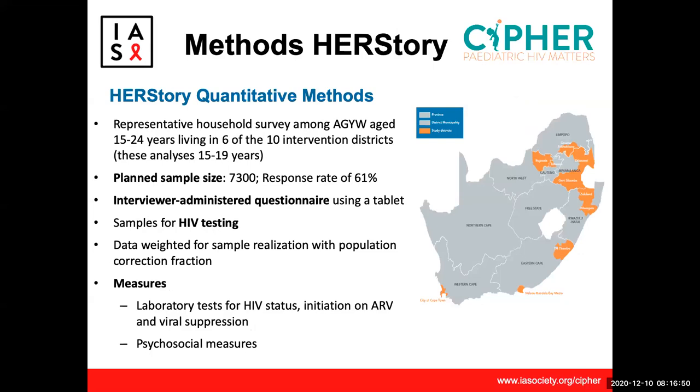So I just wanted to show you the map of South Africa, and all the orange parts are where the interventions were delivered. For the larger study, the planned sample size was 7,300 participants, but in the end, we surveyed 4,399 participants. Participants completed an interviewer-administered questionnaire using a computer tablet, and some blood samples were collected for HIV testing and to test for initiation of ART and viral suppression. For the survey, participants completed quite a long and in-depth set of measures, including validated measures.